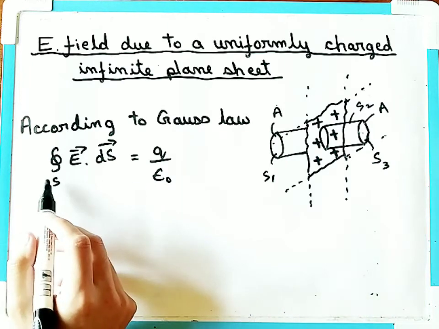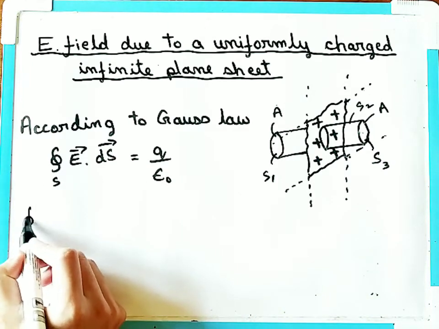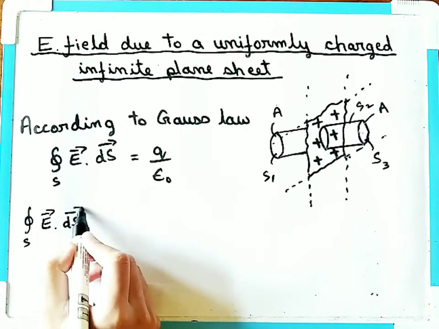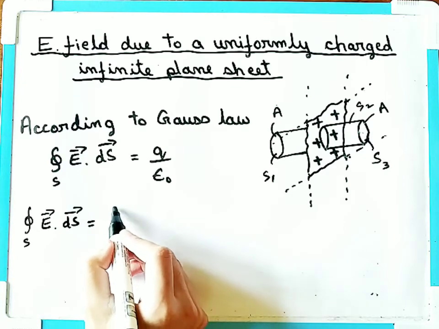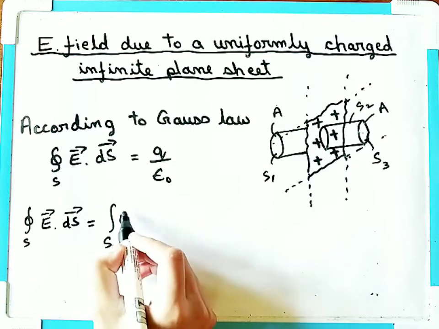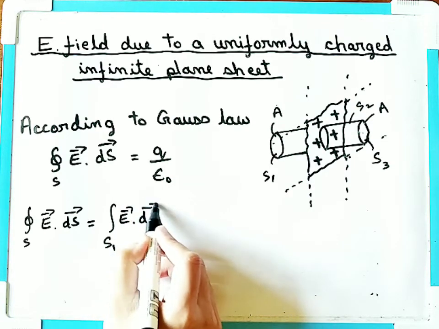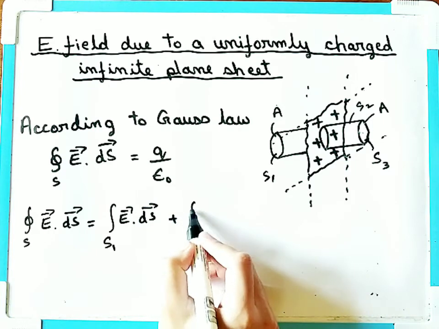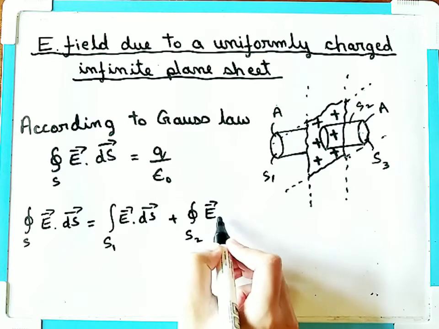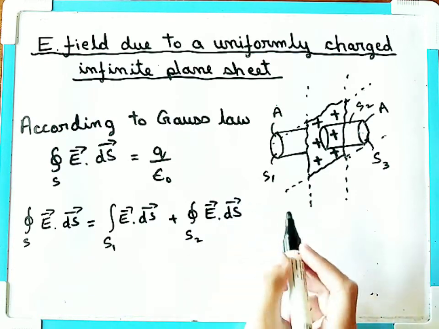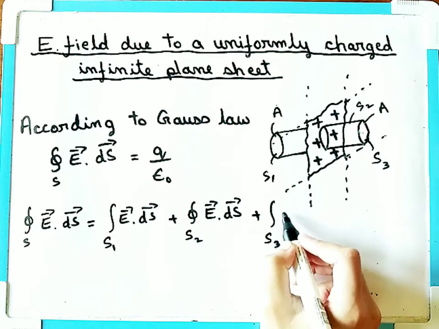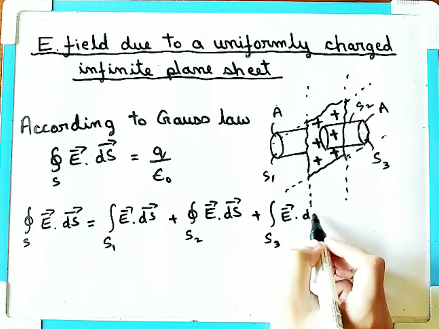So here what we'll have to do is this integral, we can write it as closed surface integral of E dot ds. This is equal to the surface integral of the first surface S1, E dot ds, plus the surface integral of the surface S2, E dot ds, then plus again the surface integral of S3, E dot ds.